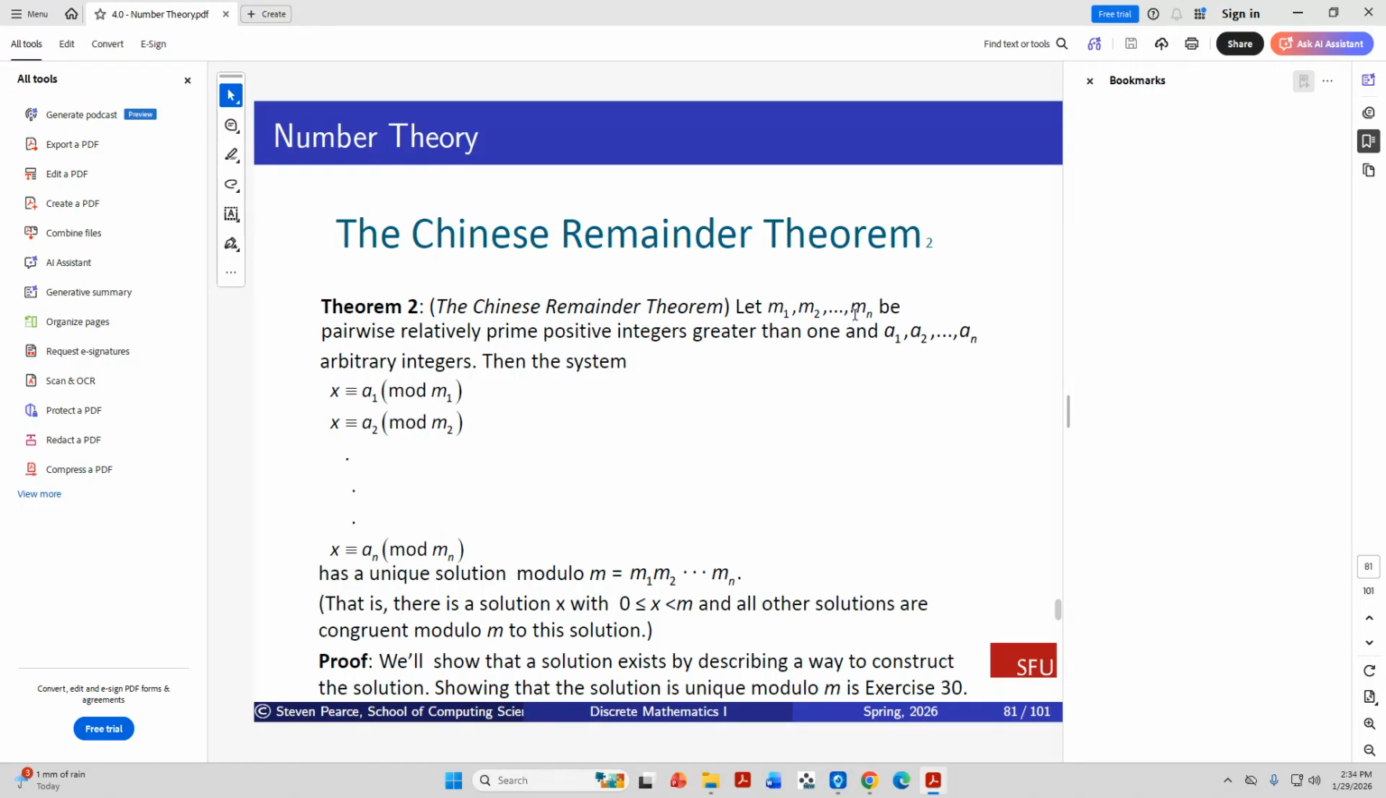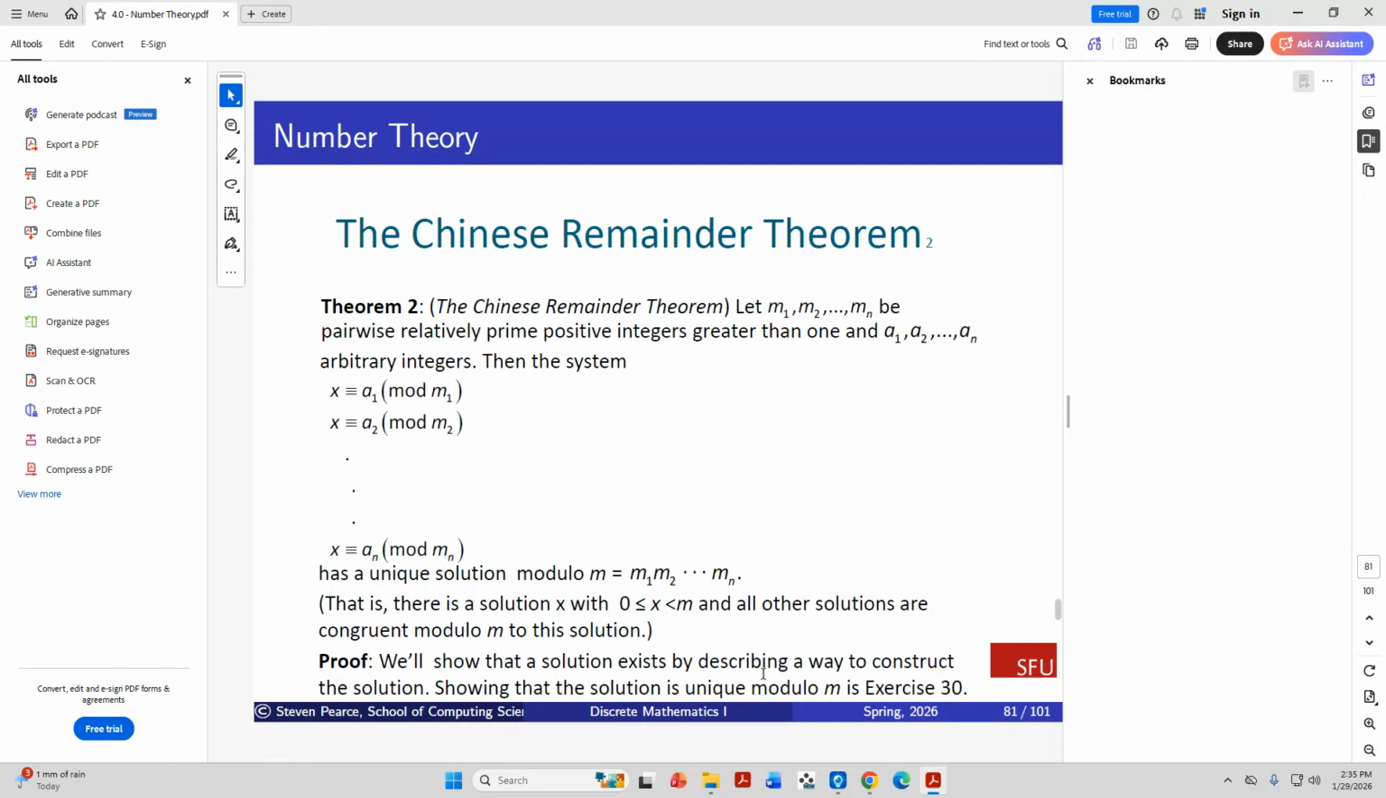Let m1 all the way to mn be pairwise relatively prime positive integers greater than 1, and a1 through an be arbitrary integers. Then the system x congruent to a1 mod m1 all the way down to x congruent to an mod mn has a unique solution modulo m equals m1 times m2 all the way times mn. That is, there is a solution x with x between 0 inclusive and m exclusive. And all the solutions are congruent modulo m to this solution, okay?